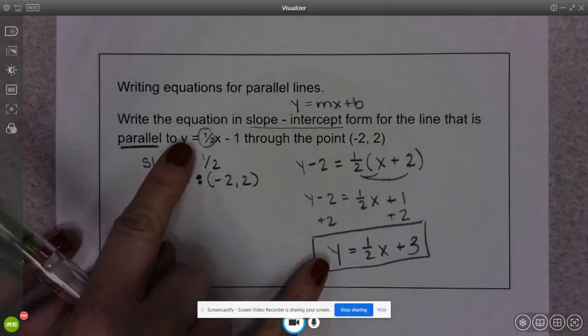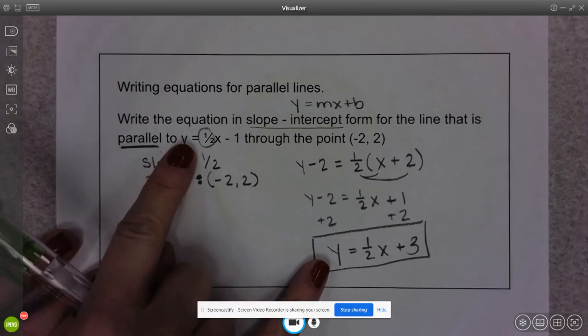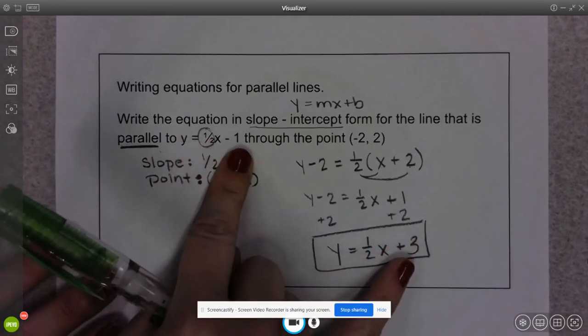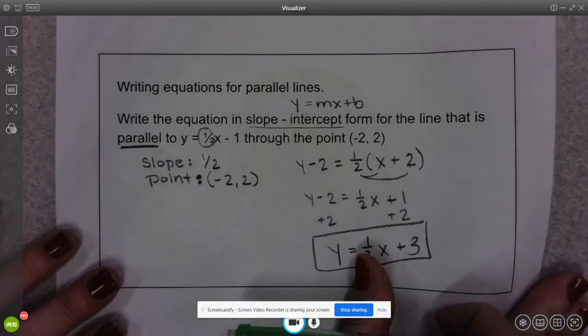So these two lines are parallel because they have the same slope and they have a different y-intercept. So I know they're not the exact same line.